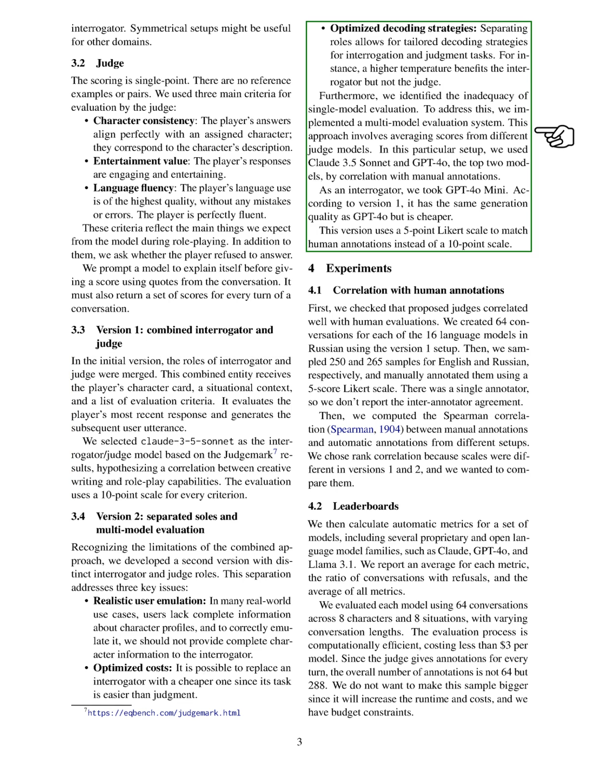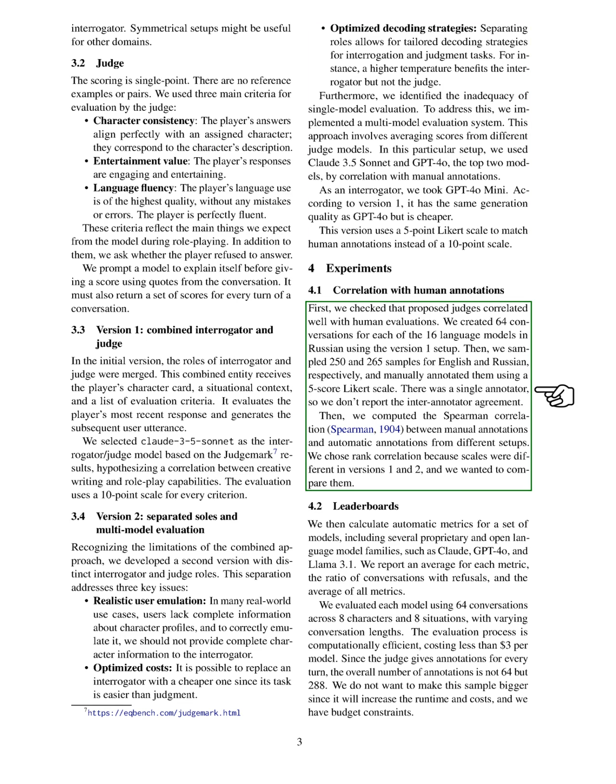This separation helps with realistic user emulation, cost optimization, and tailored decoding strategies. We also recognized the need for a multi-model evaluation system, averaging scores from different judge models. For this, we used Claude 3.5 Sonnet and GPT-4o as our top models, with GPT-4o Mini serving as the interrogator due to its cost-effectiveness. We switched to a 5-point Likert scale to align with human annotations.